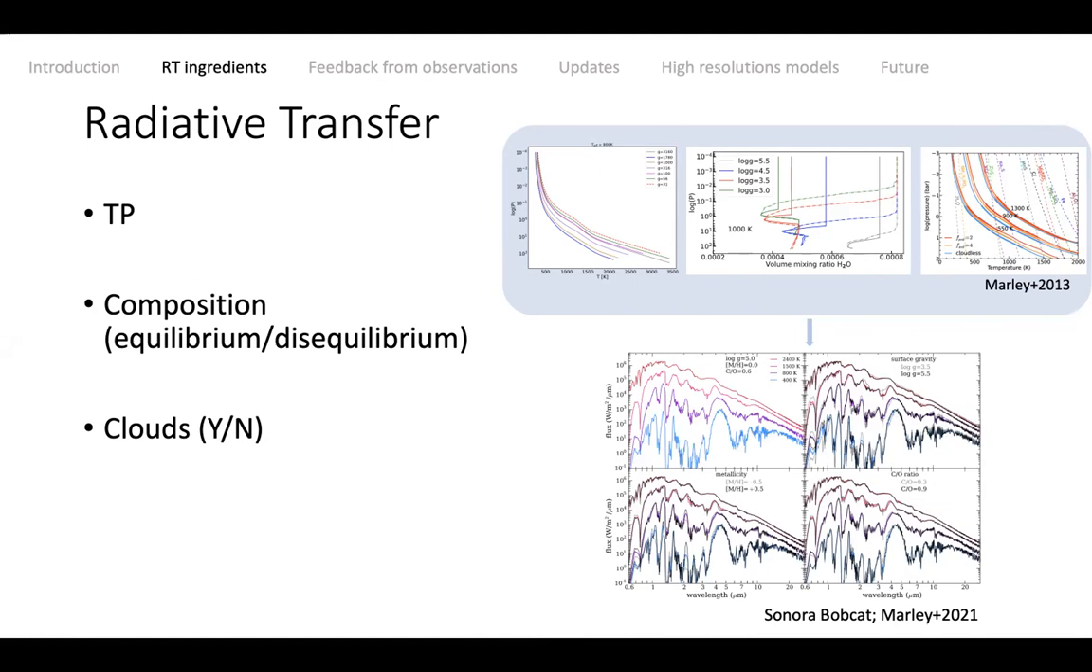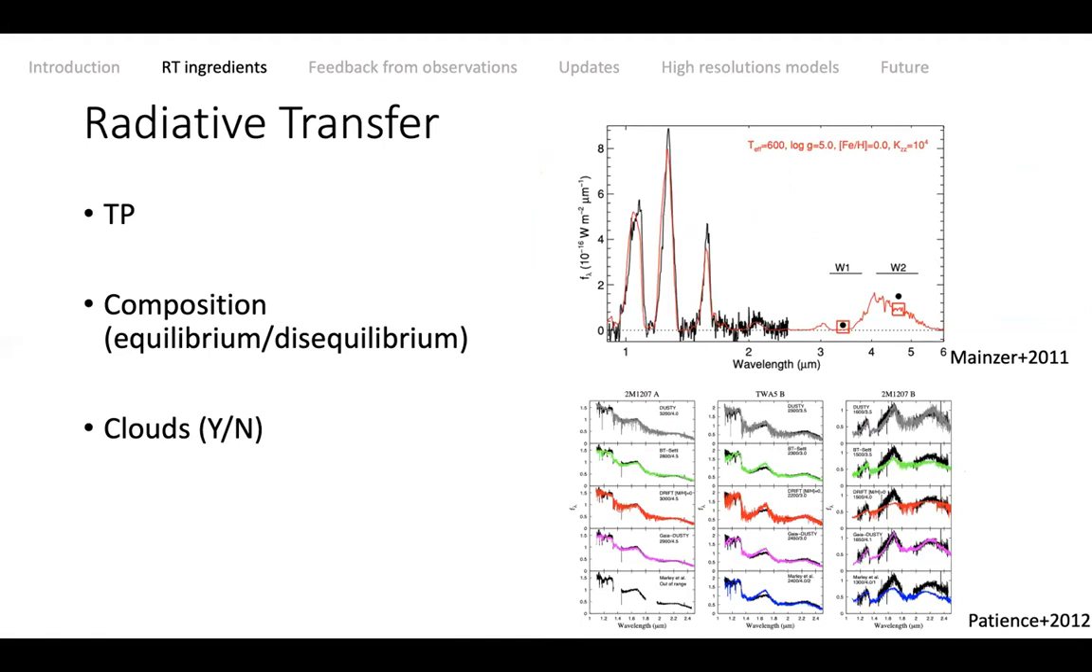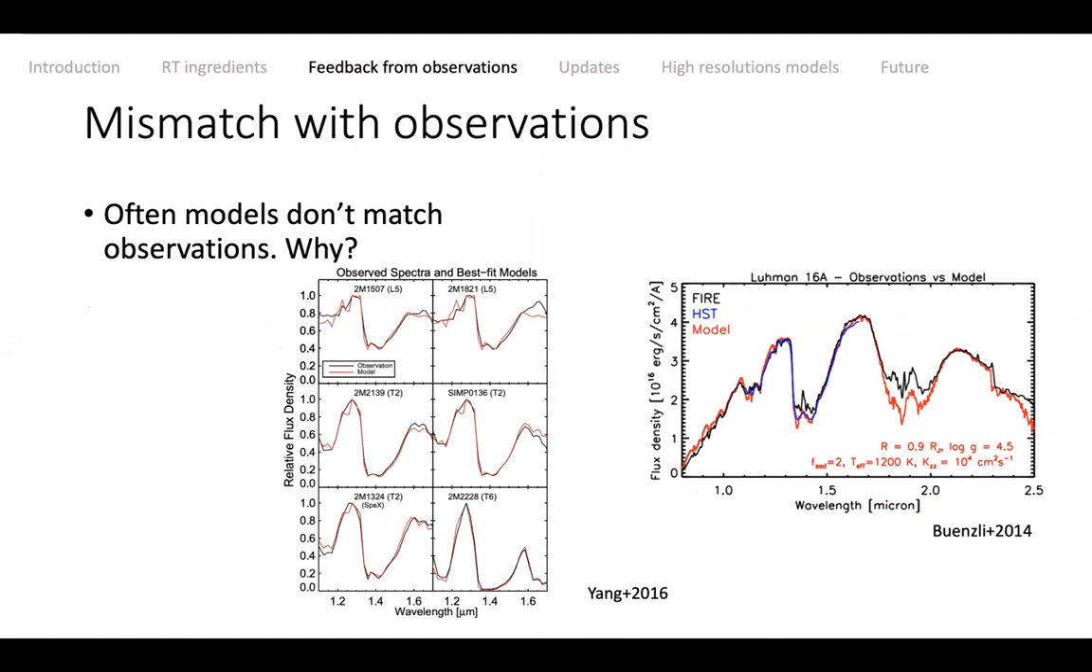And we would expect that everything works fine, and in some cases it does. And in some other cases, it doesn't do that well. We very often started seeing with brown dwarfs that our models are not really matching our observations. And the question, of course, arose: why? What were we missing in the first place?